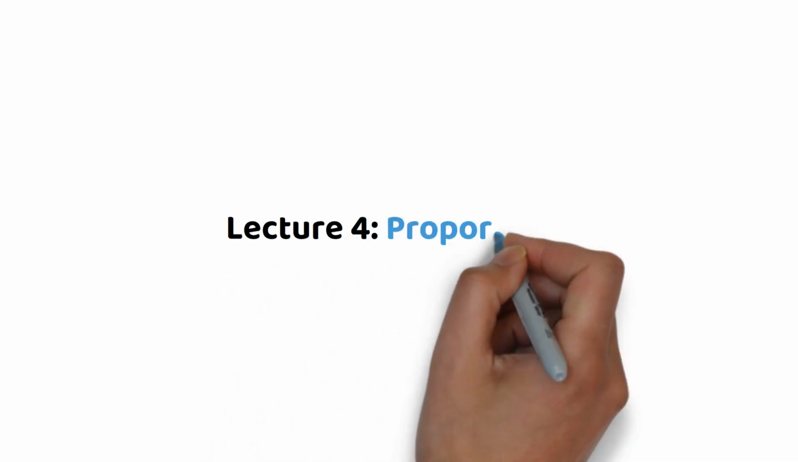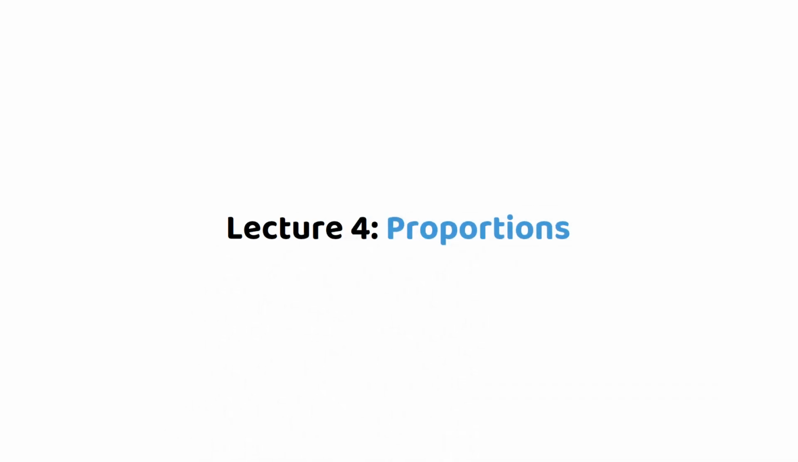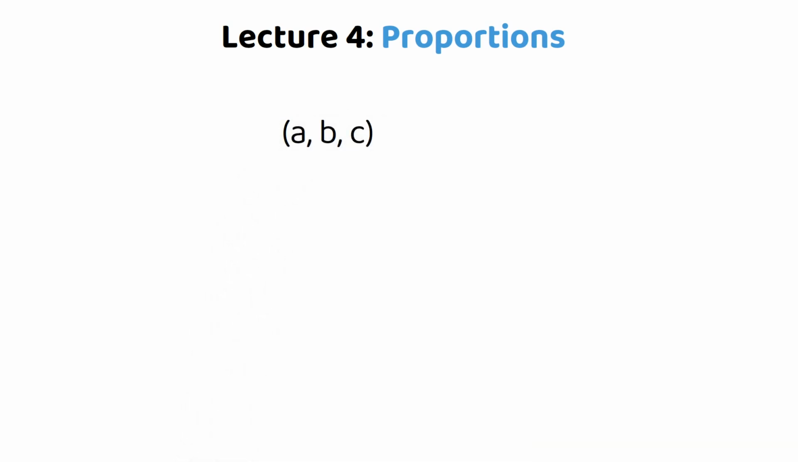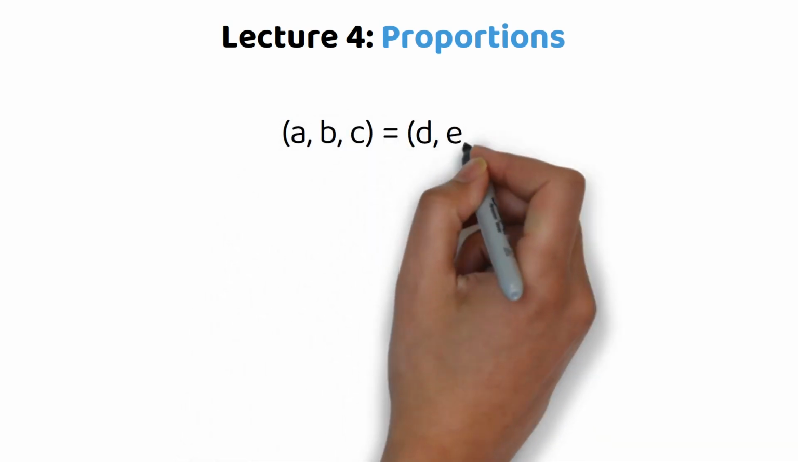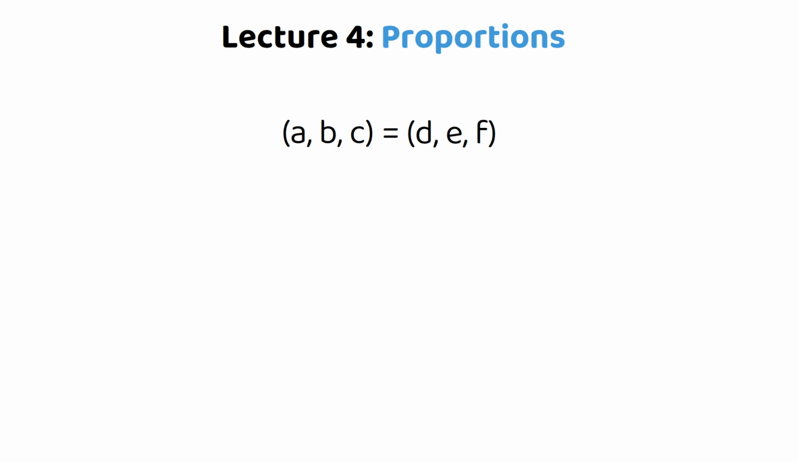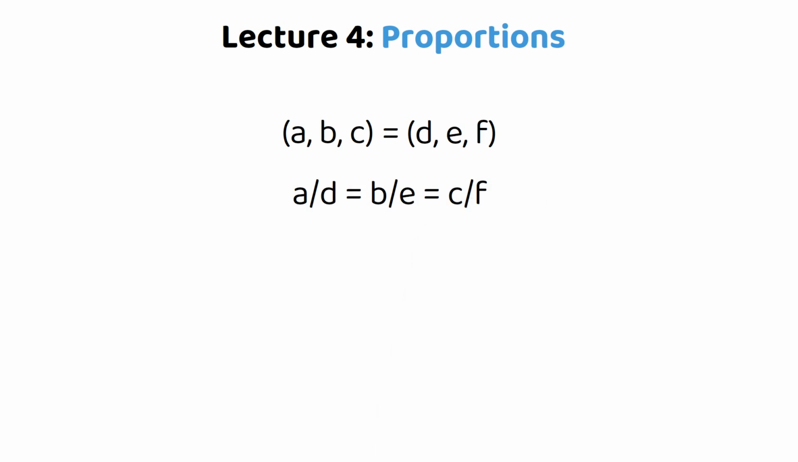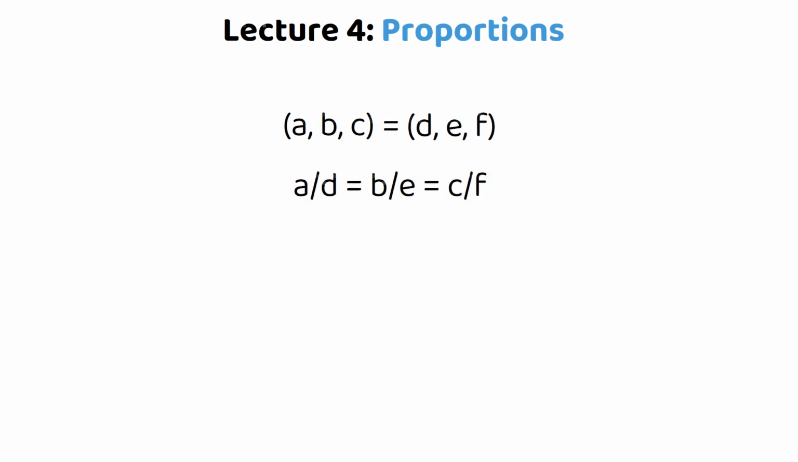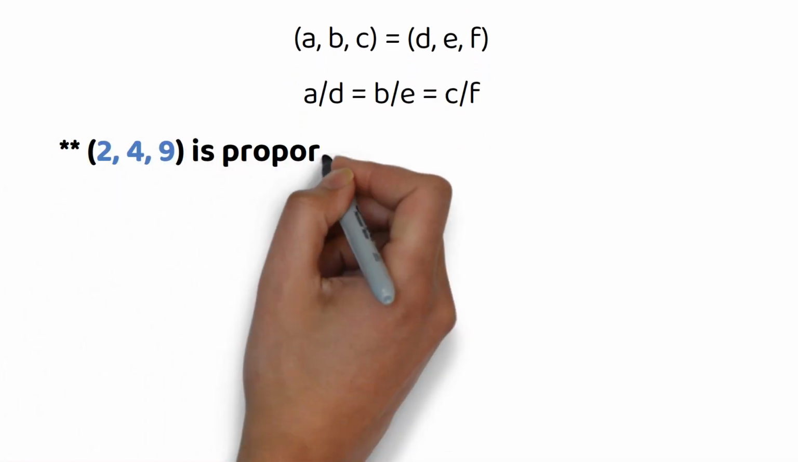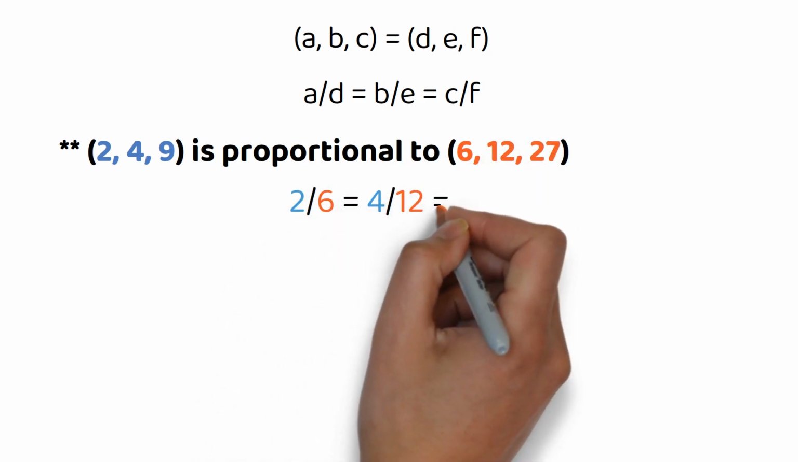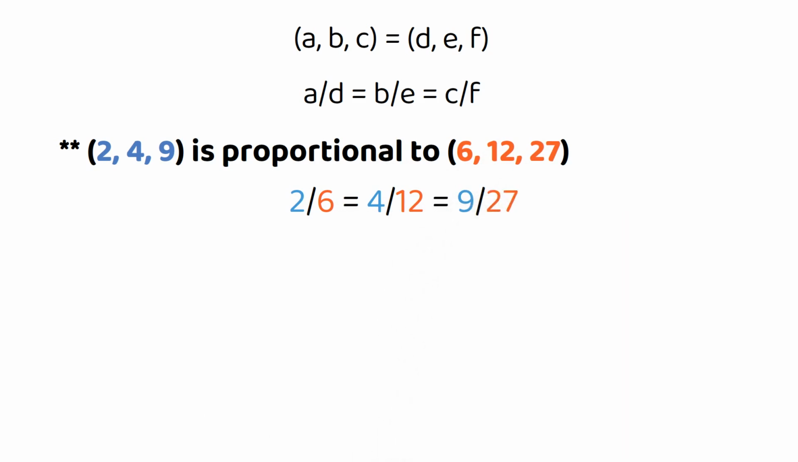Module 4 is proportions. We say a triplet of positive numbers, A, B, C, is proportional to another triplet, D, E, F, if the corresponding fractions are the same, which means A over D equals B over E, which equals C over F. For example, 2, 4, 9 is proportional to 6, 12, 27, because 2 over 6 equals 4 over 12, which equals 9 over 27. They're all 1/3.